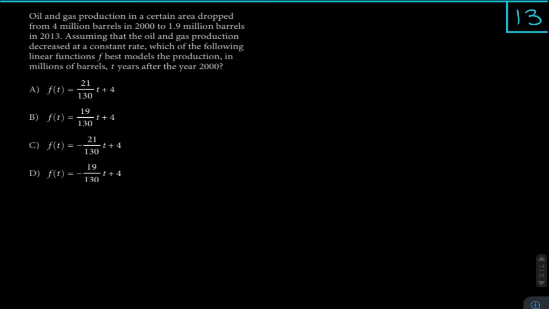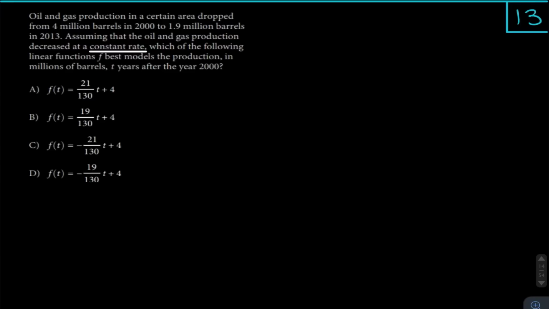Problem 13. We have a really weird word problem here, right? It says this is million in places, like that might just start freaking people out and be like, ugh, eye rolling and everything, right? Oil and gas production in a certain area dropped from 4 million barrels in 2000 to 1.9 million barrels in 2013. Assuming that the oil and gas production decreased at a constant rate, always underline if you see the words constant rate, right? What does constant rate mean? It means a line, okay? That's what that is. That means you have a constant slope, so you're doing constant rise over run.